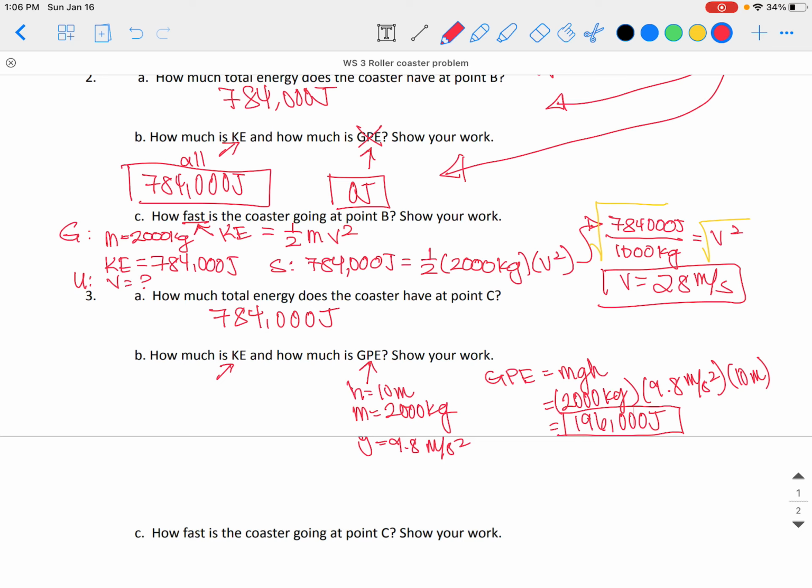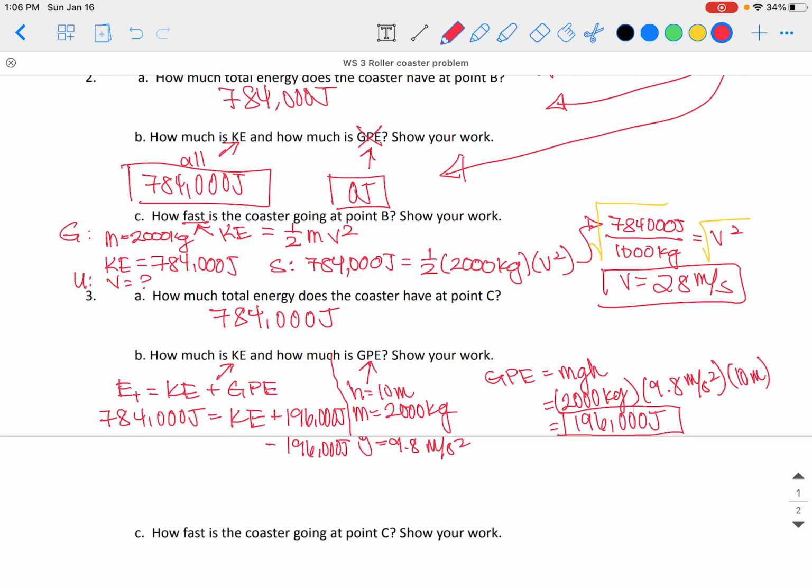784,000 joules minus my gravitational potential energy. So all we have to do is take our total. E total is equal to kinetic energy plus gravitational potential energy. If my total is 784,000 joules, I can solve for kinetic energy by subtracting the 196,000 joules.